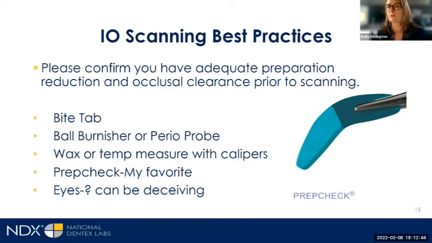This is my favorite. It's called a prep check. You have the patient bite down on the little green tab and it leaves a green mark if indeed there is not enough reduction on the prep itself. Other ways to do that might be with a ball burnisher, a Perio Pro. You could use calipers to have a patient bite into a piece of wax and measure with the calipers to confirm that there's enough reduction. So eyes themselves can be a little deceiving, especially on those maxillary second molars.